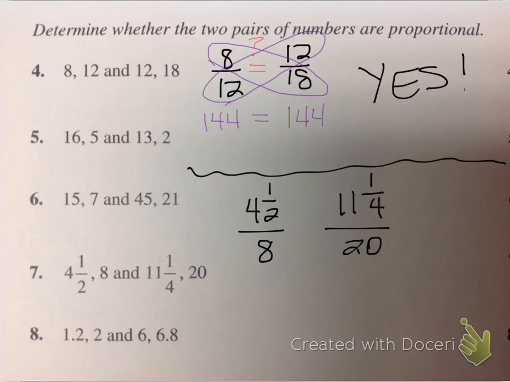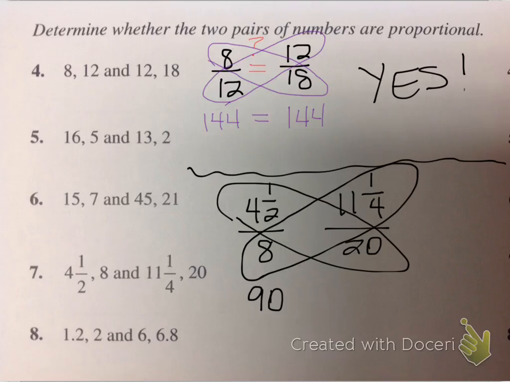So if we look at our cross products, I'm going to do 8 times 11 1/4 in my calculator. That actually gives me 90. And if I take 4.5 times 20, I also get 90. So yes, these two ratios also form a proportion.